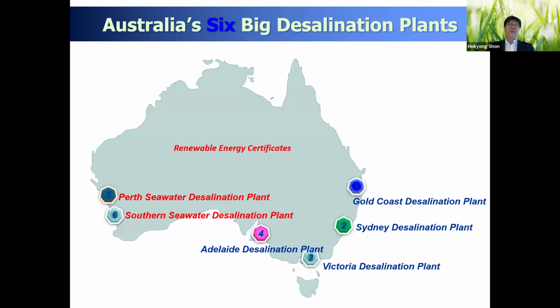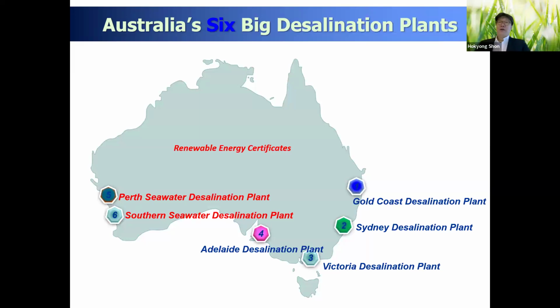So we have 6 desalination plants in Australia. This is the big desalination seawater plant, almost more than 200 megaliters per day. But if you consider small desalination plants, like inland, there are many, like drinking water, where groundwater is very salty. A lot of people are using desalinated water, seawater or groundwater desalination.